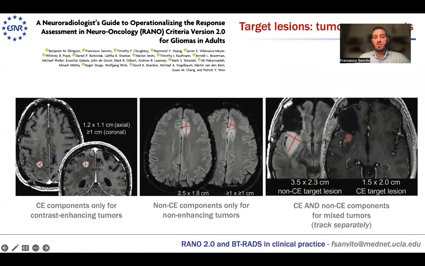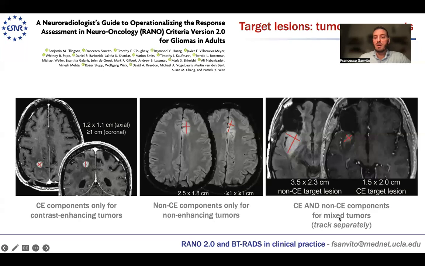Before you even measure, you have to know what to measure. So for contrast-enhancing tumors, you have to measure the contrast-enhancing component only according to RANO 2.0. For non-enhancing tumors, the non-enhancing component, unless a new enhancing component appears, but in that case, it's pretty much progressive disease, obviously.